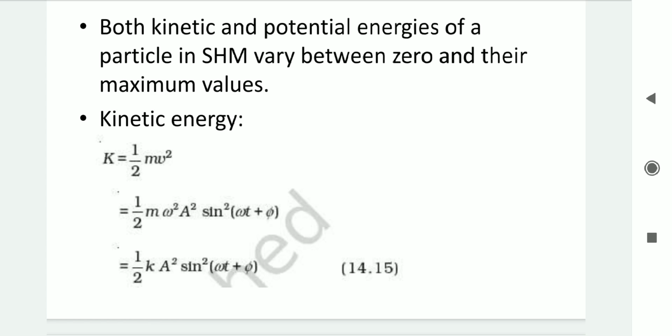Here the velocity is a periodic function with respect to time. It is 0 at the extreme position of the displacement, and kinetic energy, which is a periodic function of time, is 0 when displacement is maximum, and this kinetic energy is maximum when the particle is at its mean position.